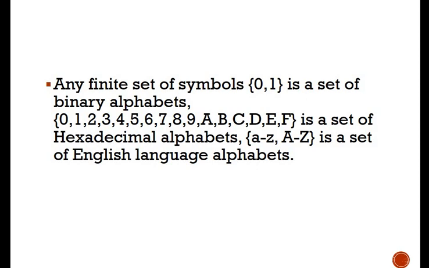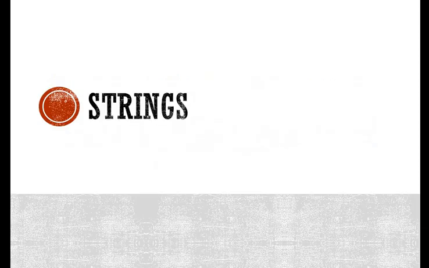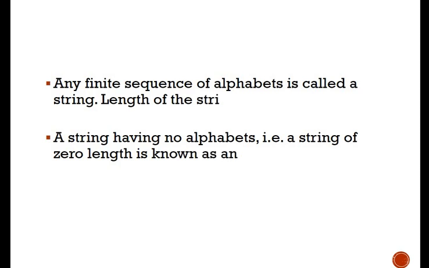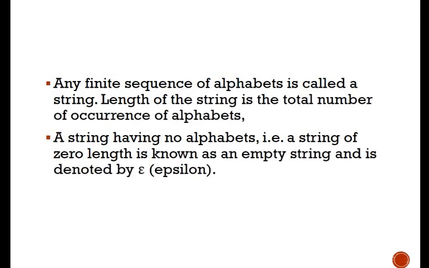You have studied that in theory of automata. What is an alphabet? Alphabet is actually set of letters or set of symbols which are used to make the words of that specific language. What are strings? Now that's again a very basic question, that any finite sequence of alphabets is called string.